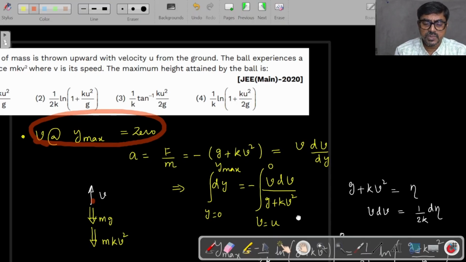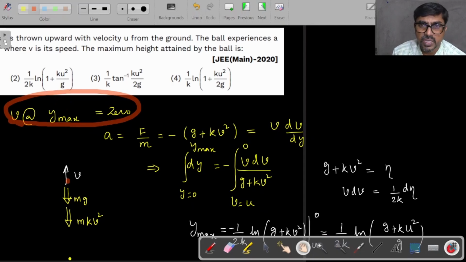Now rearrange the terms, just simply integration here. Why am I doing integration? Why can't I use kinematic equation? Think about it. Yeah, because acceleration is not constant here.